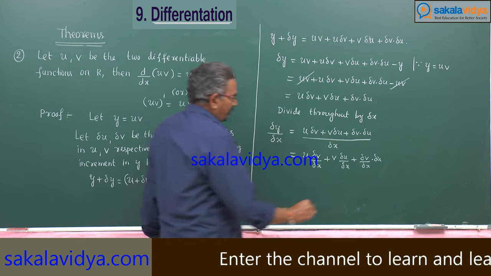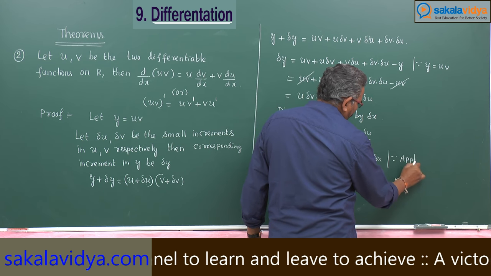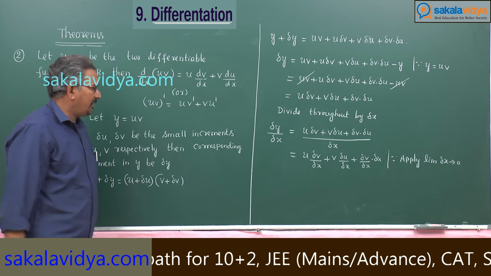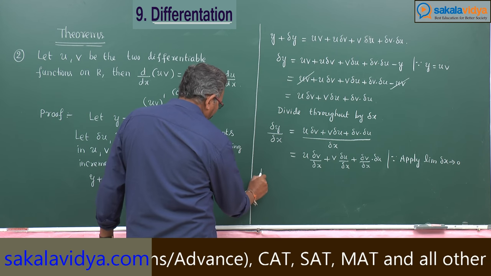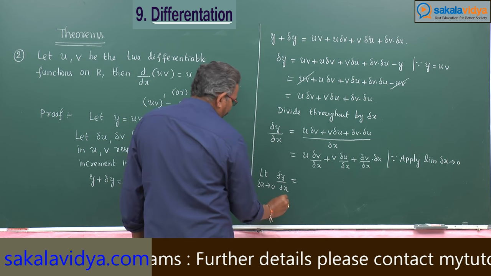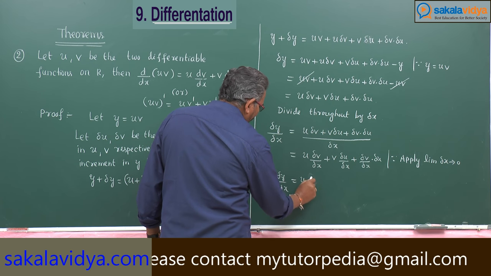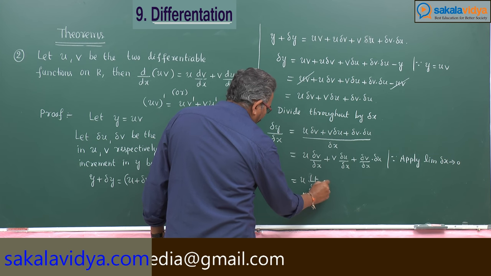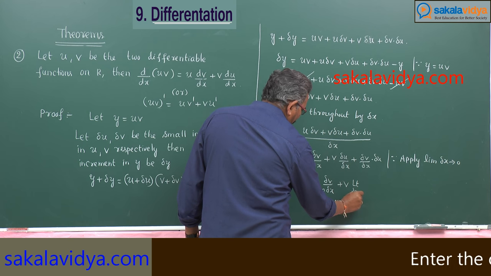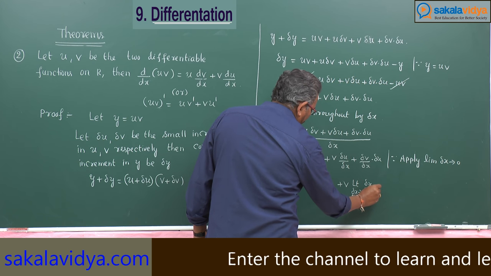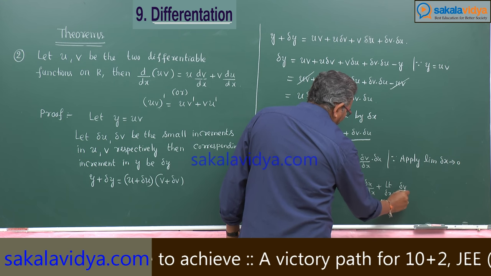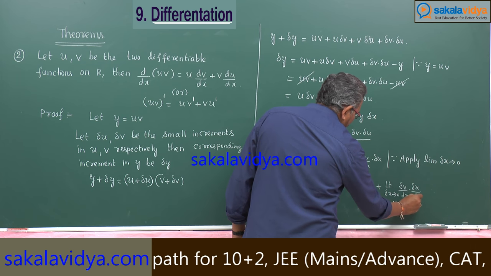Now apply limit delta x tends to 0. If you apply limit delta x tends to 0, so limit delta x tends to 0 of delta y by delta x is equal to u limit delta x tends to 0 delta v by delta x plus v into limit delta x tends to 0 delta u by delta x plus limit delta x tends to 0 delta v by delta x into delta u.